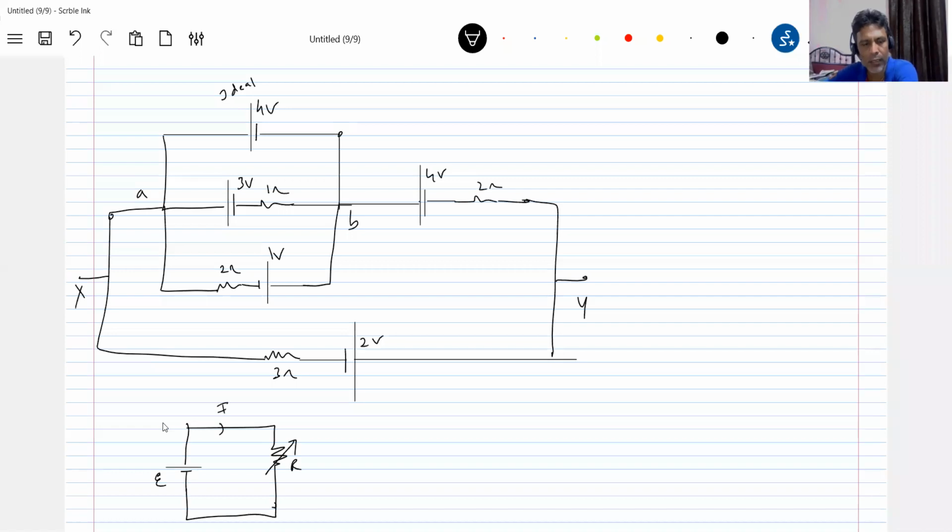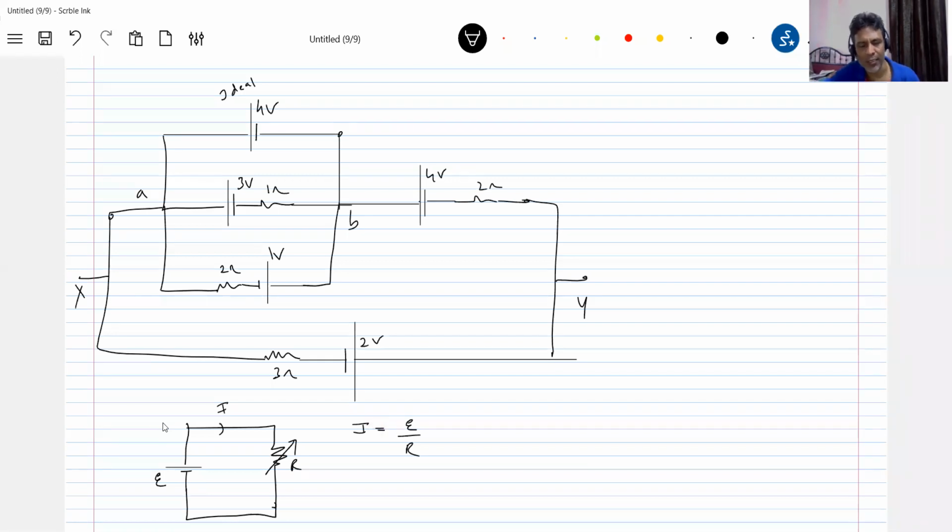What do you expect the current to be? So it's having internal resistance, so let it be R, no problem. So what is the expression for I? I is equal to... let me take it as ideal for the time being. So E by R, you're going to write.